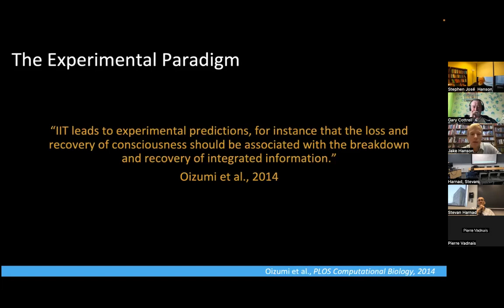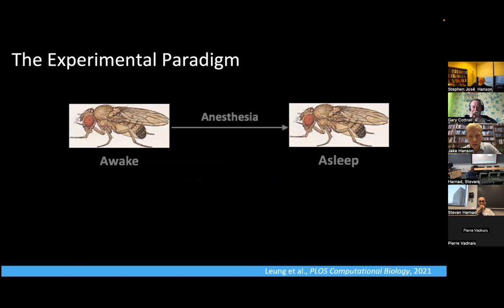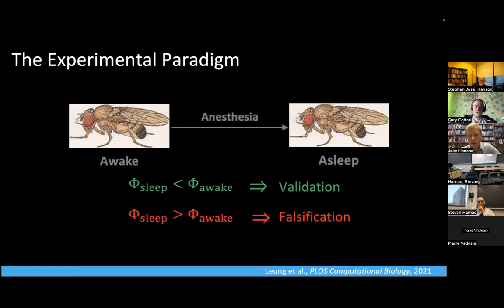For instance, the loss and recovery of consciousness should be associated with the breakdown and recovery of integrated information. So the experimental paradigm they set up used fruit flies. This is an actual experiment that they did. You have a fruit fly that's awake, and then they anesthetize it, and then it's asleep. The prediction is that if phi decreases when it's asleep, then it validates the theory. Whereas if phi increases under anesthesia or stays the same, then the theory is falsified. So this is supposed to be a clear experimental prediction.